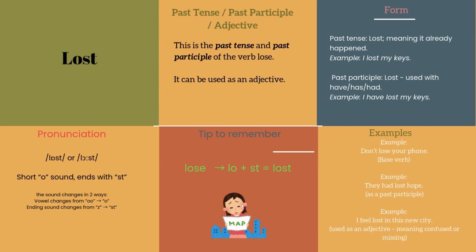Next, we have lost. Past tense, past participle, and adjective. This is the past tense and the past participle of the verb lose. It can be used as an adjective. The form: past tense, lost, meaning it already happened. An example of this would be I lost my keys. Past participle, lost, used with have, has, had. An example of this would be I have lost my keys.